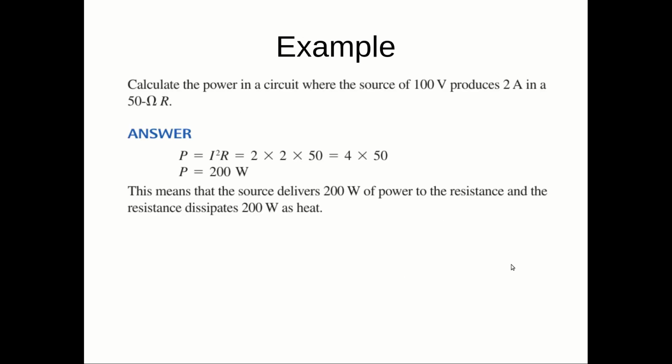Okay, same two formulas. Calculate the power in a circuit where the source is 100 volt and it produces 2 ampere, and the resistance is 50 ohm. Okay, so he wants the power. Now I have the voltage, I have the ampere, I have the resistance. I can just write I square R, so 2 multiplied by 2 multiplied by 50, it's just 4 by 50, it is 200 watt.